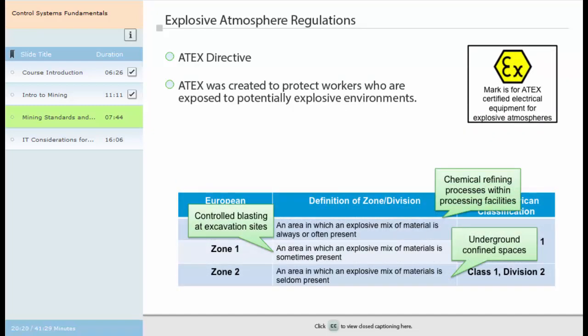ATEX, derived from the French term atmospheres explosives, consists of two European directives created to protect workers who are exposed to potentially explosive environments. To review, ATEX classifications are divided by areas where an explosive mix of material is always or often present, such as areas in a processing plant where chemicals and extreme pressure are continuously used to refine raw materials. Areas where an explosive mix of materials is sometimes present, such as occasional site blasting where a controlled use of explosives is often used to excavate materials.